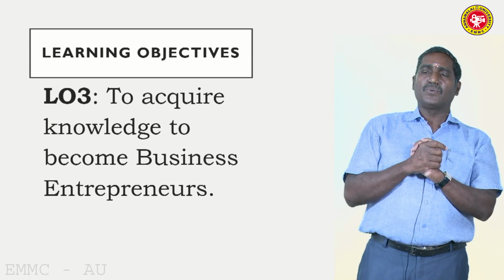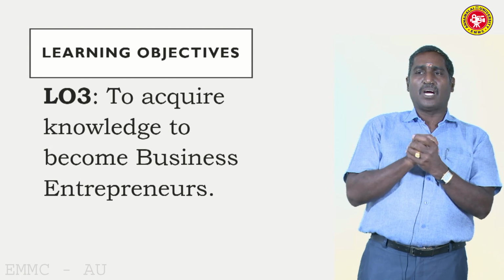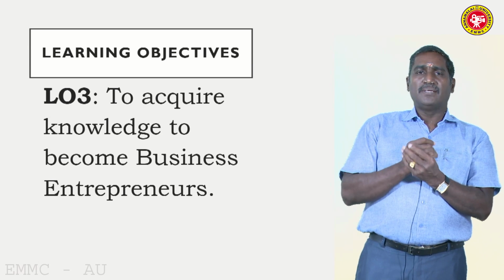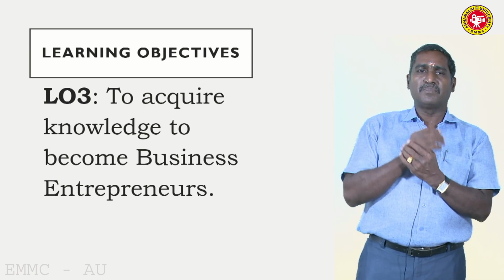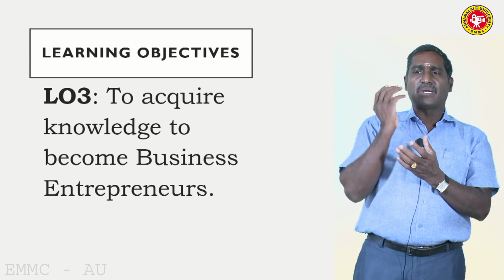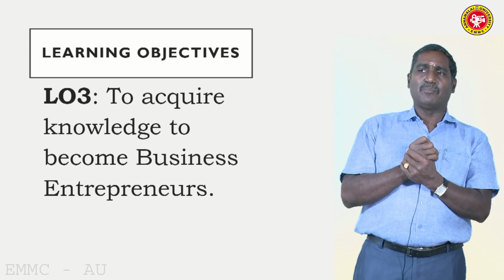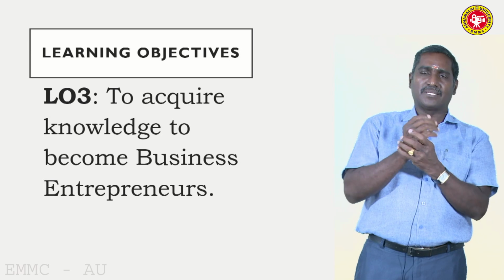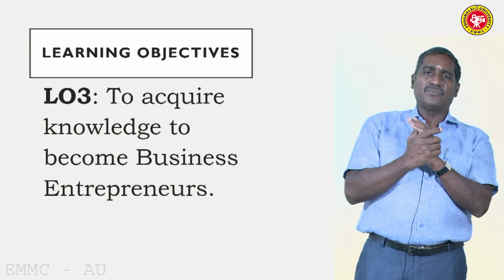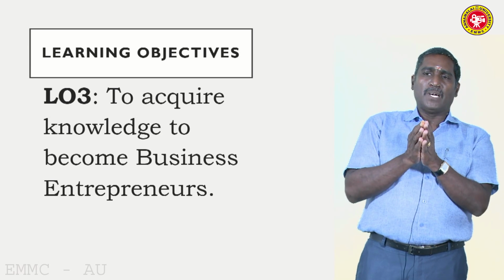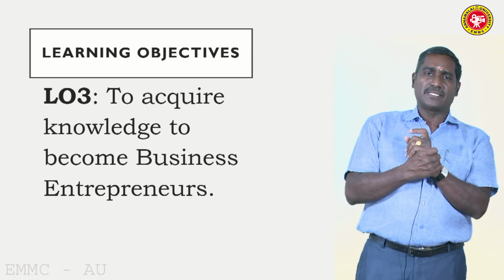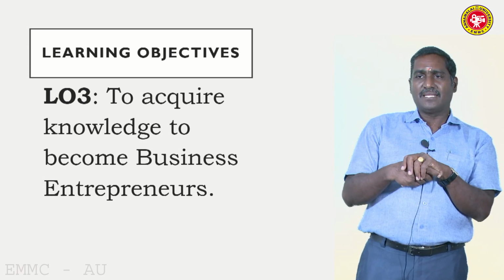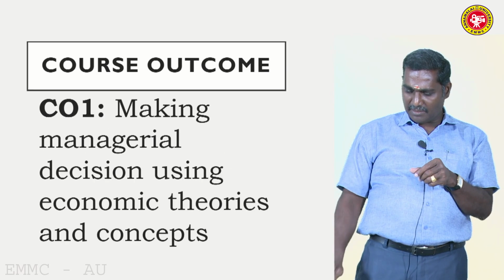The third learning objective is to acquire knowledge to become a business entrepreneur. When you commence a business with all types of risk and uncertainty, you are termed an entrepreneur, and the entrepreneur has to take decisions in the market from the perspective of product formulations or product variations, and how to price these products in the market, among competitors, how do we play, and how do you overcome all these challenges in the market. That is the third learning objective.